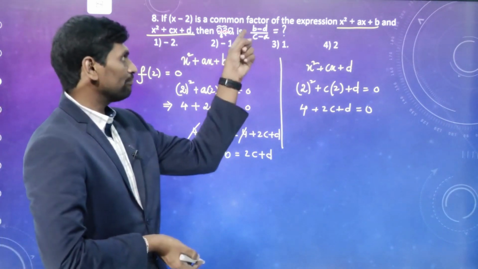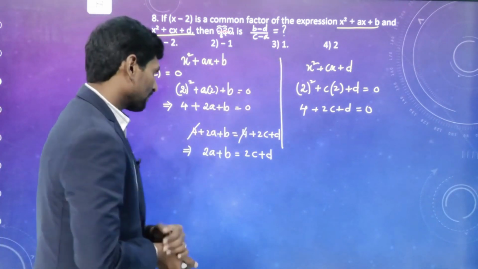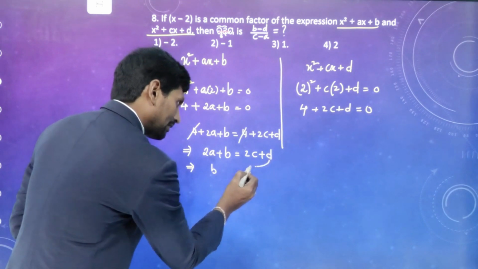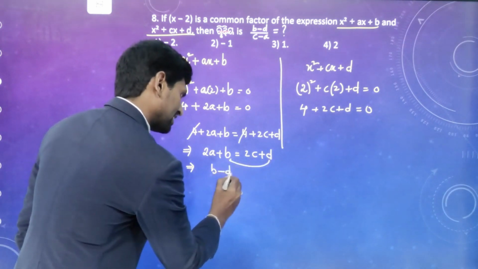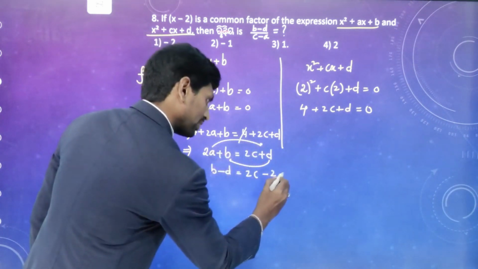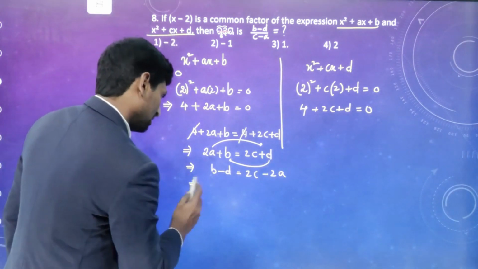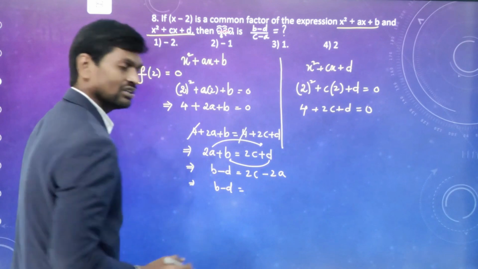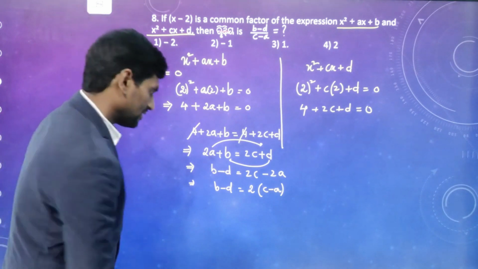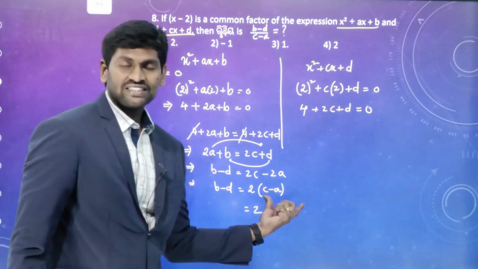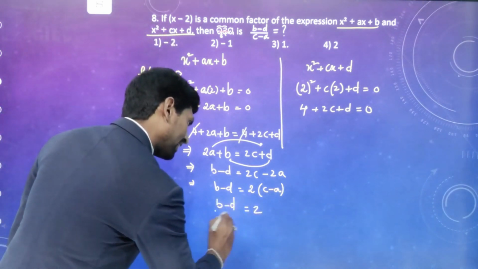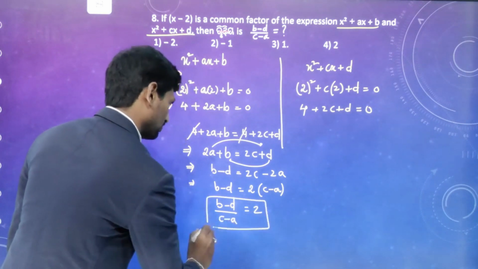And we need to find the value of b minus d by c minus a. Now I am bringing the d value to this side. That means here b, plus d transposed to this side, becomes minus d. That is equal to 2c, and 2a transposed to that side will be minus 2a. Okay. So b minus d equals, from these two terms, I can identify 2 as a common term, 2 into c minus a. Now c minus a is multiplied by 2. When you transpose again to this side, it is dividing. So b minus d by c minus a, the answer is 2.